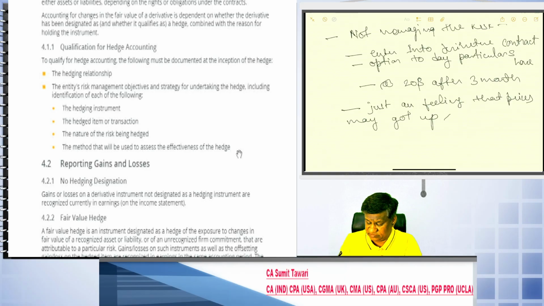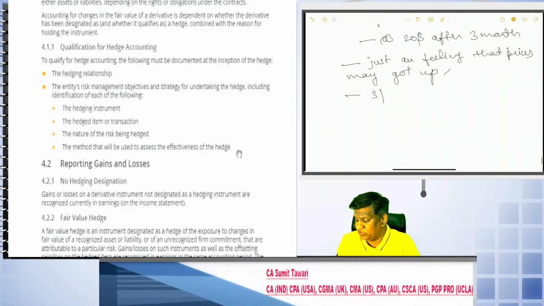Can you guess? This could be the speculation. This is not the hedging strategy. Hedging strategy means the transaction is the same, but if it is done with the intention to manage the risk, then we can say it is a hedging strategy or hedging transaction.